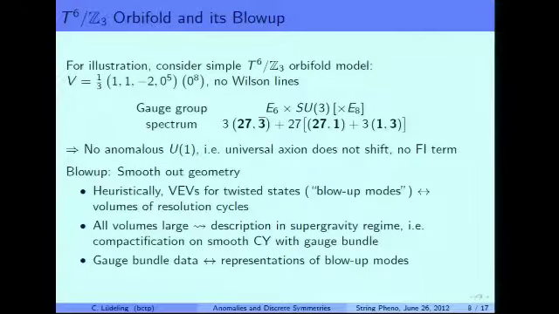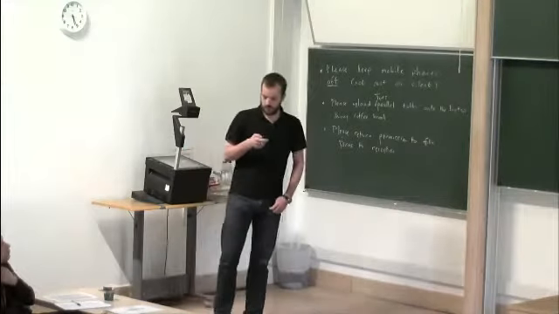You don't need to blow up anything, but if you want to, you can blow up. And it means, just heuristically, you switch on VEVs for the twisted states, for these blow-up modes, and this corresponds in some sense to volumes of certain cycles which were hidden in the singularity, which are shrunk to zero size. And if you have all these volumes large, then you're basically not anymore in the orbifold, but you're in some supergravity regime. So you can think of this one as a compactification on some smooth Calabi-Yau with a gauge bundle. And of course, the gauge bundle is then related to the quantum numbers of these blow-up modes, of the things you switch on VEVs for.